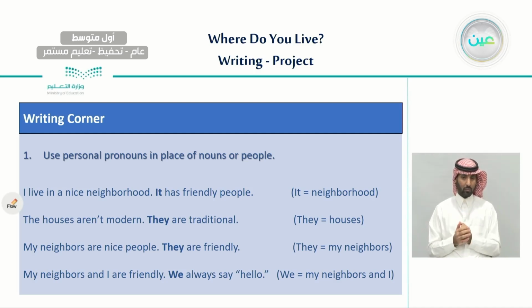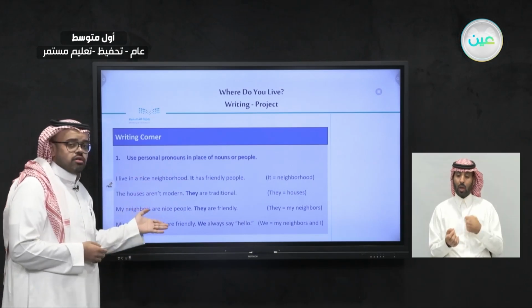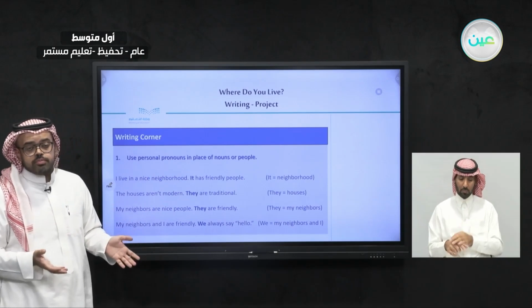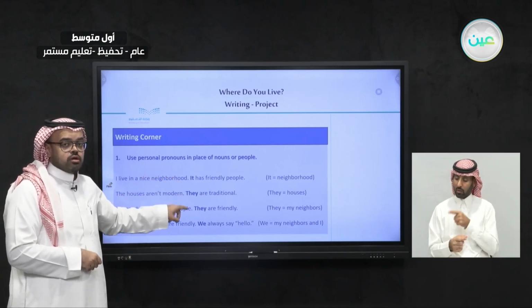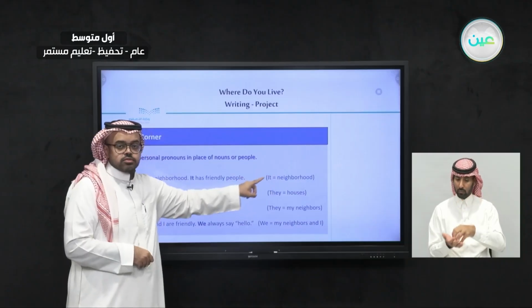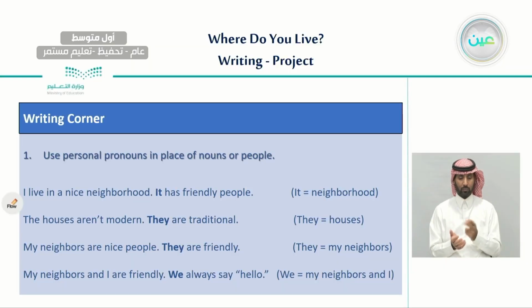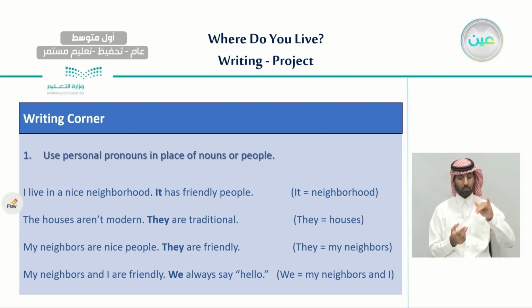So here, for the first sentence that ended with this dot, I live in a nice neighborhood. It has, so it here refers to the neighborhood. Instead of saying, for example, I live in a nice neighborhood, the neighborhood has friendly people, the neighborhood has places, instead of repeating the word neighborhood, we use a personal pronoun. In our case here, the personal pronoun we used is it. So as you can see, it refers to neighborhood. Now the second example, the houses aren't modern. They are traditional. You see this personal pronoun, they, here refers to the houses.